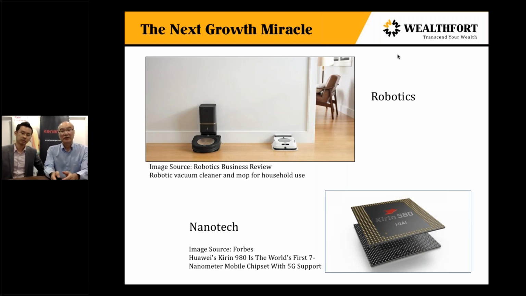Then nanotech. Huawei's Kirin 980 is the world's first 7 nanometer mobile chipset with 5G support. Wow. So right now, things are growing smaller and smaller and more efficient.